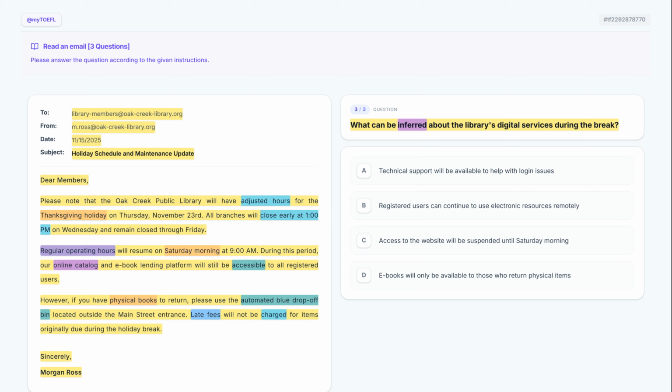Let's take a closer look at option A. Technical support will be available to help with login issues. The text says the platform is accessible, but it never mentions that technical support will be available. We cannot assume this from the text.